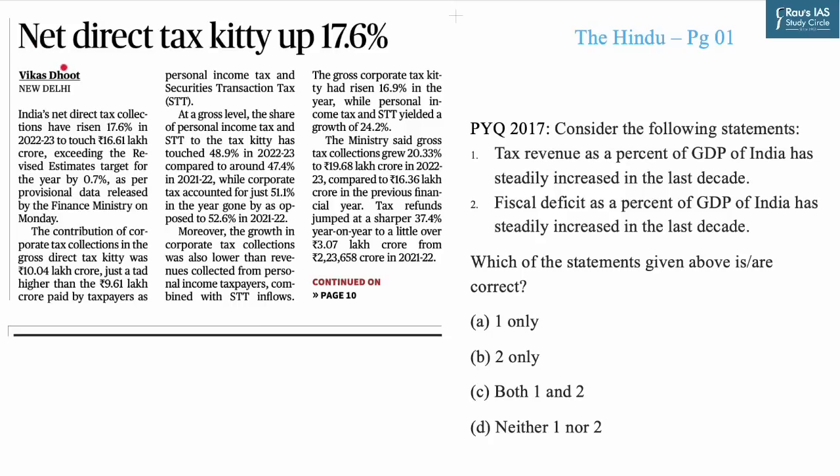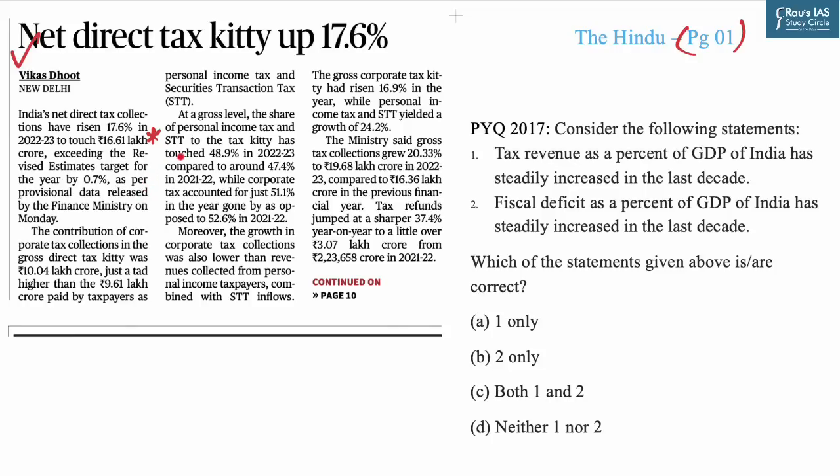So the last topic of today's discussion comes from this news which featured on page number 1 of The Hindu newspaper. News is about the rise in the net direct tax collection. Now, according to the news, India's net direct tax collection has risen 17.6% in 2022-23 to touch 16.61 lakh crore, which has exceeded the revised estimate target for the year by 0.7%.